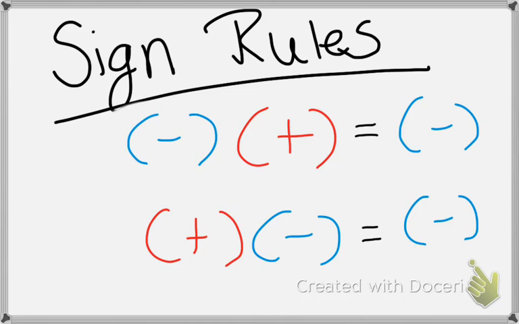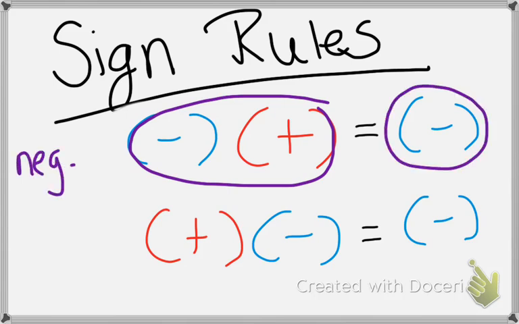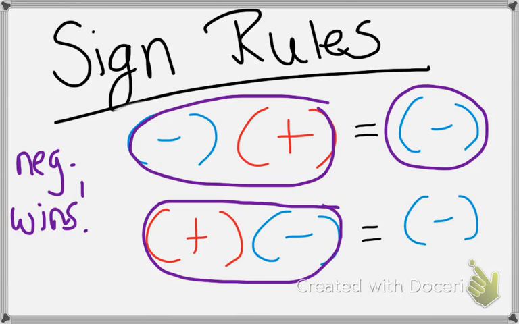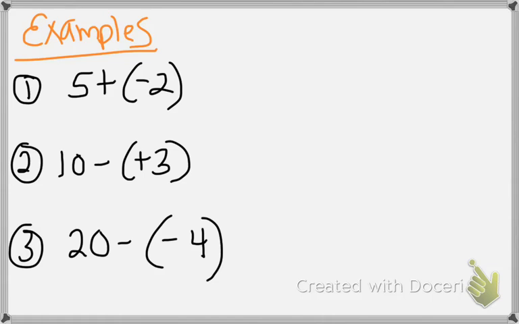Now when the signs are different, such as a positive and a negative, a negative and a positive, it becomes a negative. The negative wins. Here, just the opposite. A positive and negative also becomes a negative. The negative always wins. Okay, let's start with these.